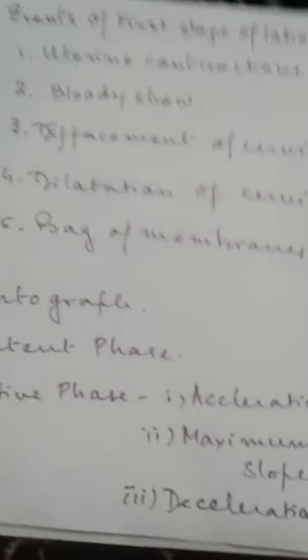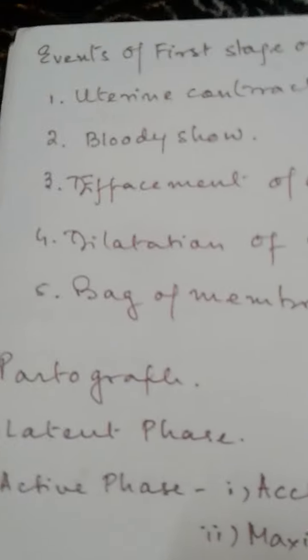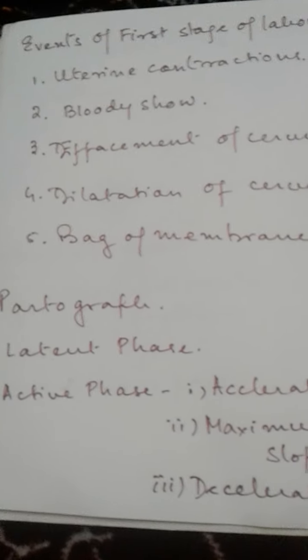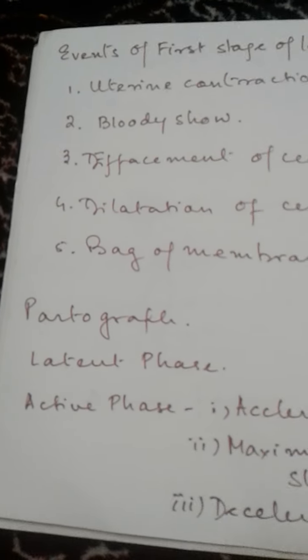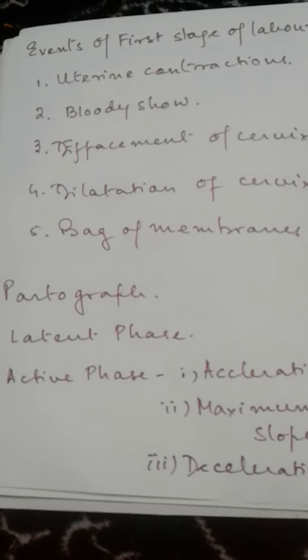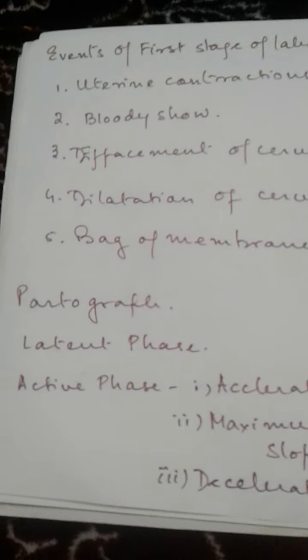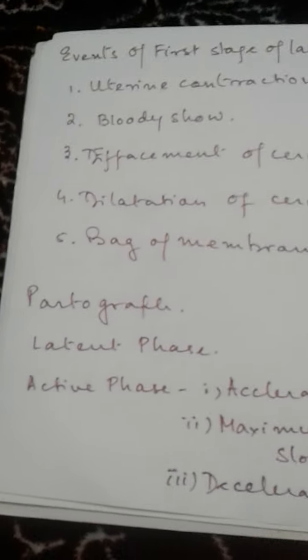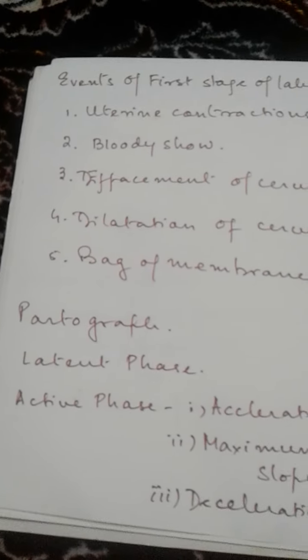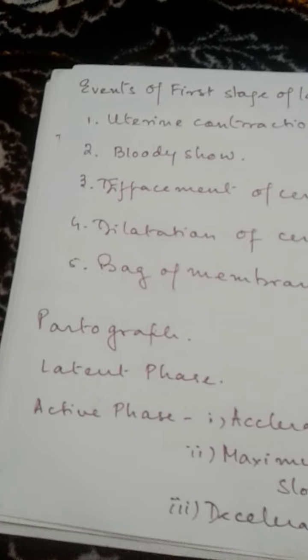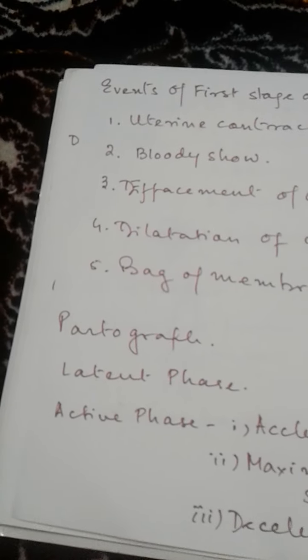What are the events which take place in the first stage of labor? First, as we have already discussed, there are the uterine contractions, which increase in frequency and duration. Then, as I told before, there is formation of the cervical mucus plug, which is evident as the bloody show. Then the third point is the effacement of the cervix. This is a process of thinning out of the cervix with gradual shortening of the cervix. The cervix becomes papery thin when 100% effaced.